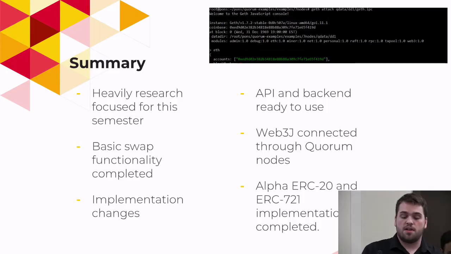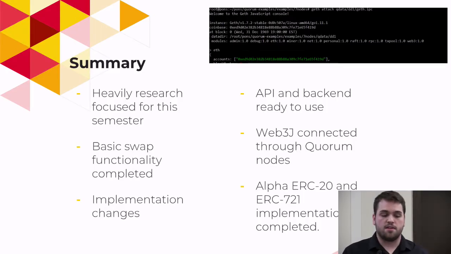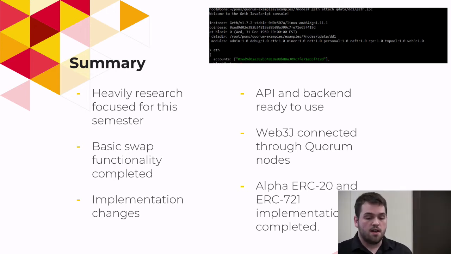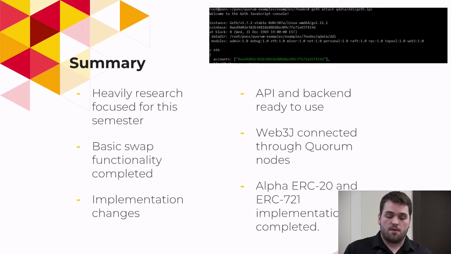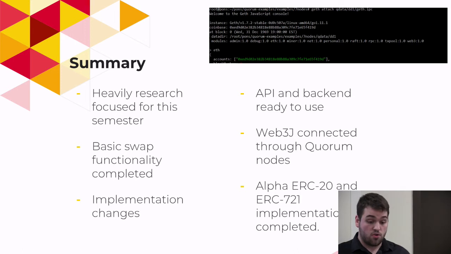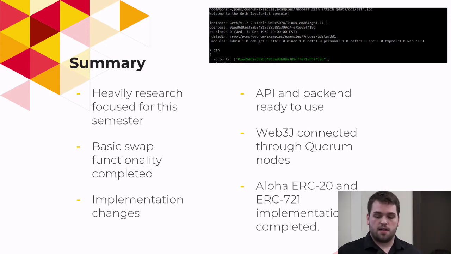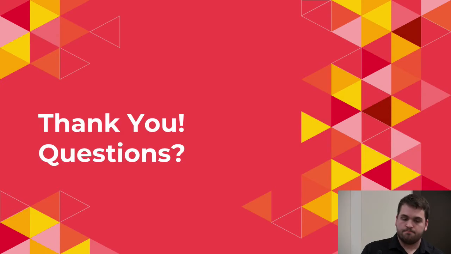And just in summary here, I want to reiterate some things. We were very heavily focused on research this semester. We really had to learn this technology. It was very difficult to wrap our heads around. We got our basic swap functionality, had a lot of implementation changes. We got our back end ready to use, which is great. So now we can really move forward in making an actual go-to-market product. We do have our Web3j working through Quorum nodes, and we got our initial ERC20 and ERC721 contracts completed. Any questions?